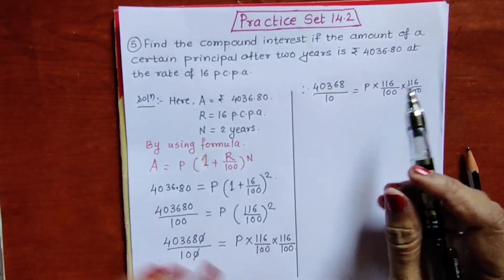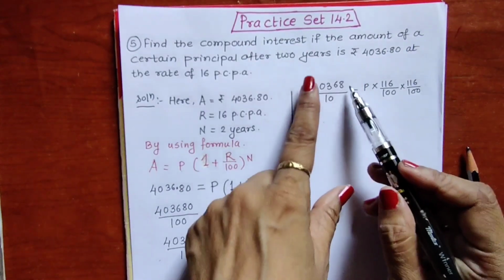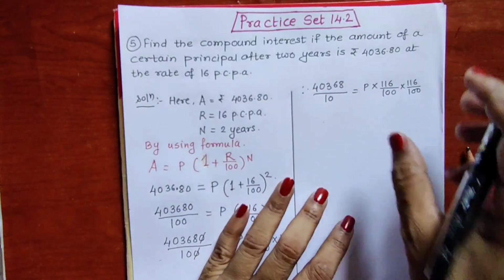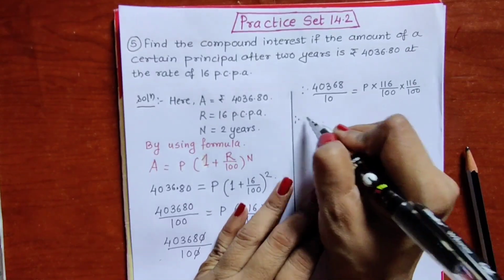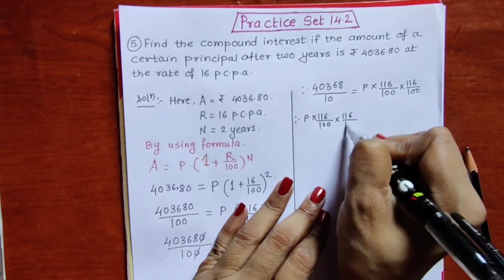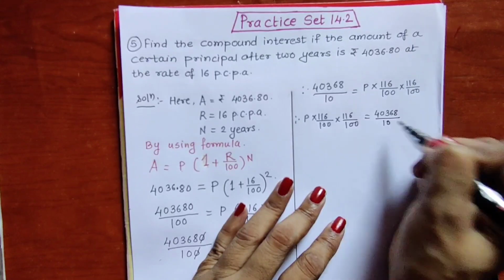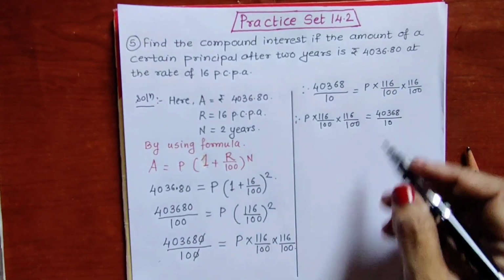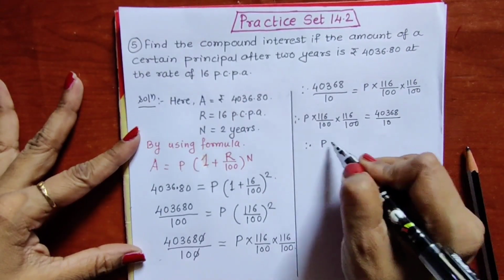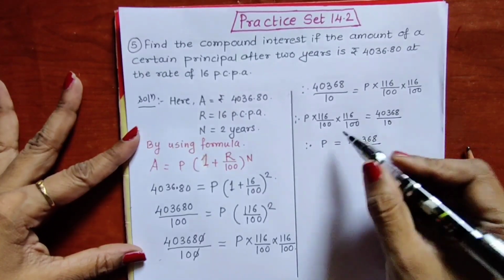Now what I am going to do, I will just transfer all the terms from right hand side to left and all the terms from left hand side to right. I am not going to change the operation because all the terms I am going to transfer as it is. So P into 116 upon 100 multiplied by 116 upon 100 is equal to 40368 upon 10. In this way I have transferred all the terms from left to right and from right to left. Now I will be transferring one term. P as it is I am writing, 40368 upon 10 written as it is.